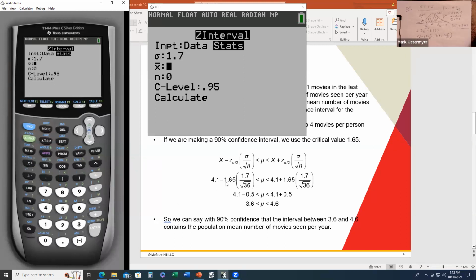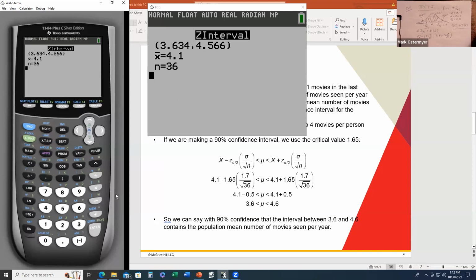Enter. The sample mean was 4.1. Enter. The sample size is 36. Enter. And now we set our level of confidence. This was a 90% confidence interval, so I'll type in 0.90. And we just calculate. It's that simple. So just populate the fields according to the information provided in the problem. Calculate. Here we go. Done. And there it is. Your 90% confidence interval is from 3.634 to 4.566.